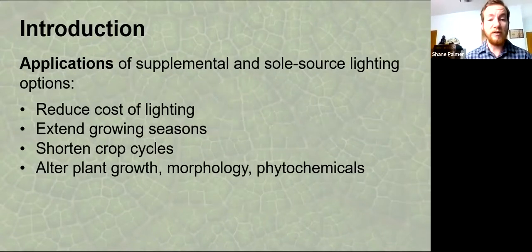As I mentioned, some of the applications of this research are to reduce the cost of lighting for growers, potentially to extend growing seasons as well, especially in northern climates where seasonal changes in photoperiods happen, potentially shorten crop cycles if we can get the plants to grow faster, and also alter plant growth morphology and maybe phytochemical content as well.